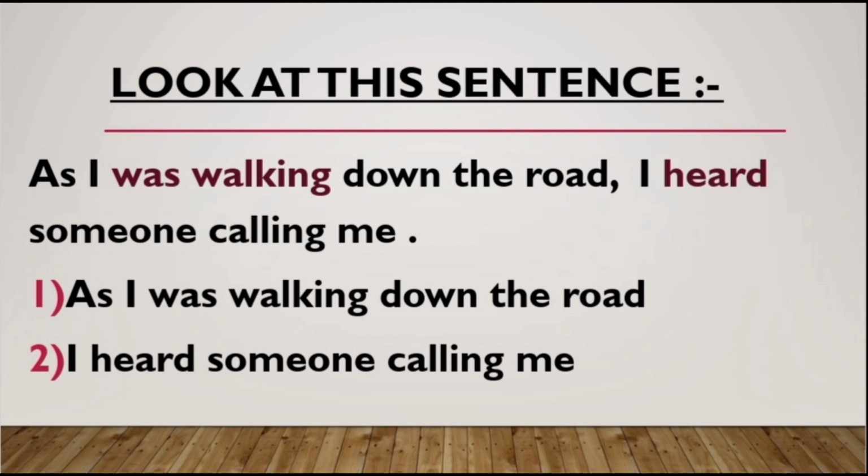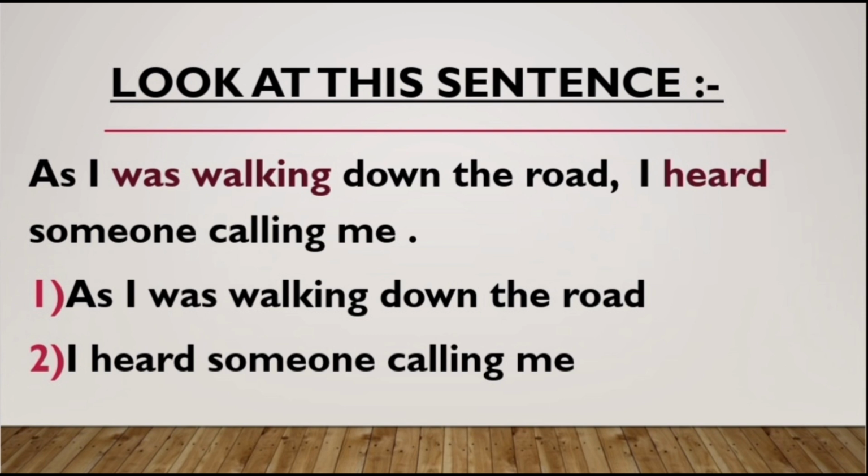Let us now consider the sentence: As I was walking down the road, I heard someone calling me. This sentence has two finite verbs, was walking and heard, and is therefore made up of two clauses. The first clause is "as I was walking down the road," and this clause does not convey complete meaning, while the second clause, "I heard someone calling me," is independent in its meaning.